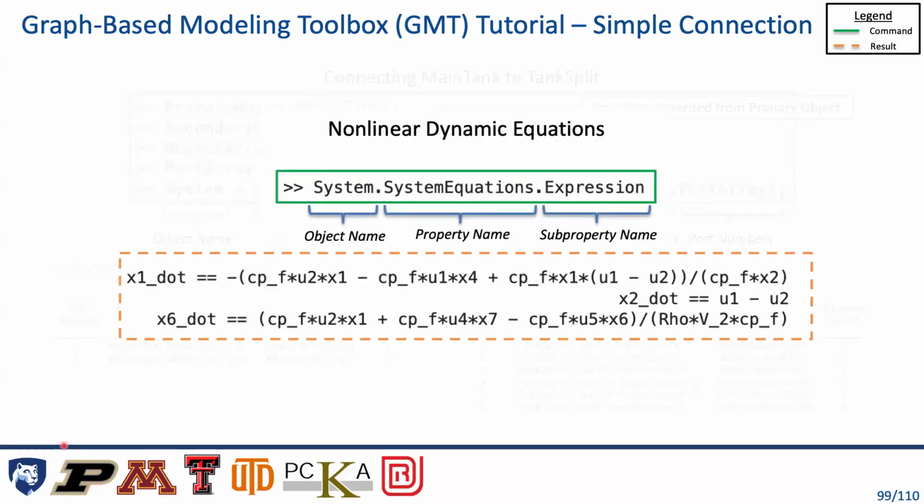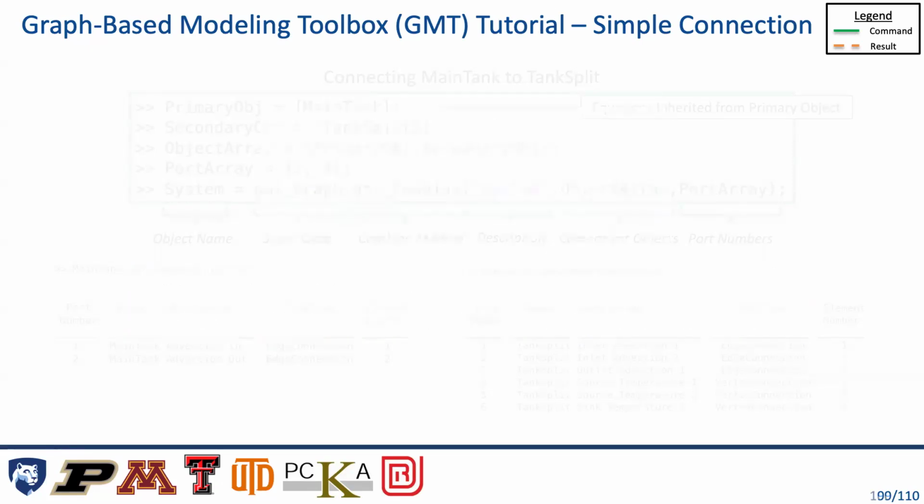Now that we have our system model, we can get the nonlinear dynamic equations for this model. This is the same process as for component models. This example here is just a system model, and it's a property of your object. So here it's system, and then there's a subproperty expression, and in the orange box there you have the nonlinear dynamic equations.